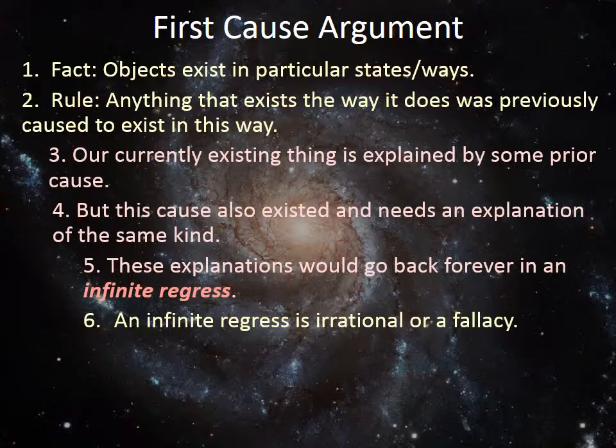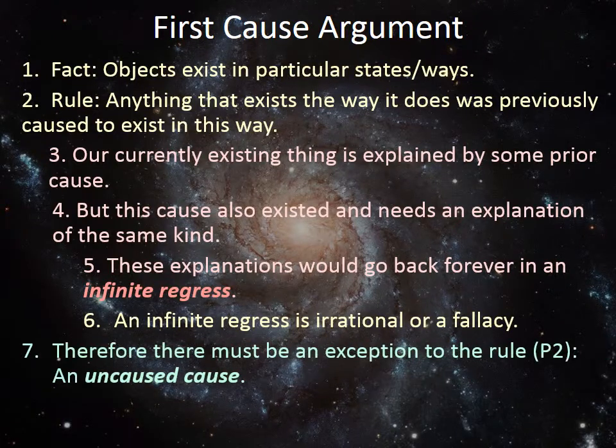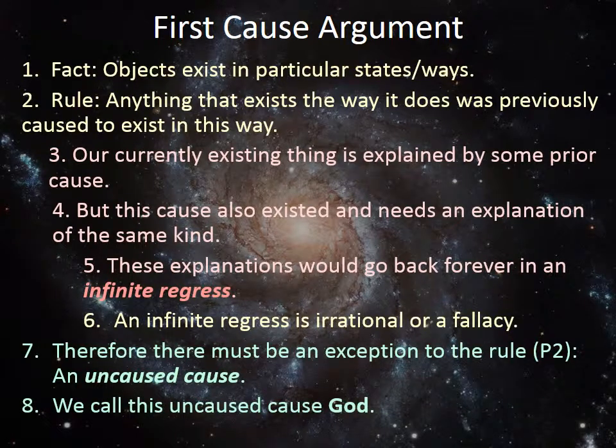Next comes our pair of conclusions. First, there must be an exception to our rule, that is premise 2. There must have been a cause that was not caused by a previous cause. Then the final conclusion: that first cause, or uncaused cause, is God. In some ways, you can look at this as a broader version of the prime mover argument, since motion is just one type of cause.